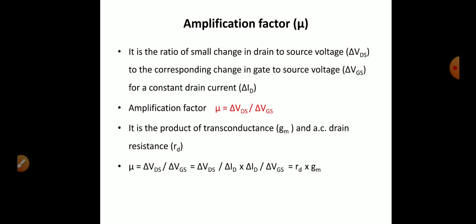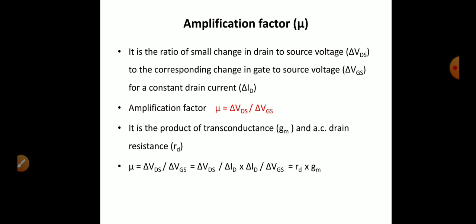Fourth parameter is the amplification factor. It is the ratio of small change in drain to source voltage to the corresponding change in gate to source voltage for a constant drain current. Amplification factor is represented by the symbol mu. Mu equal to delta VDS by delta VGS.